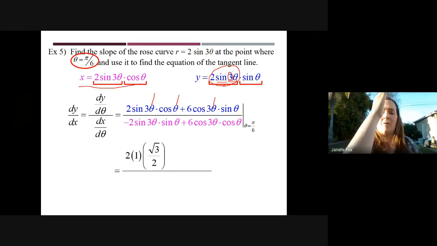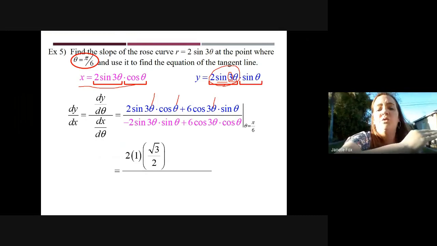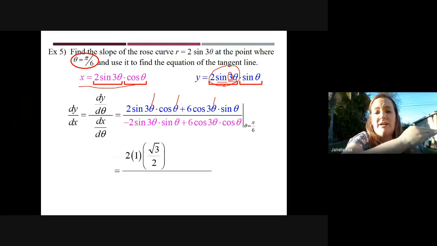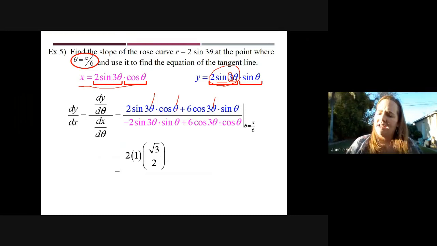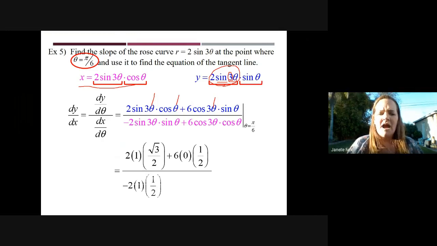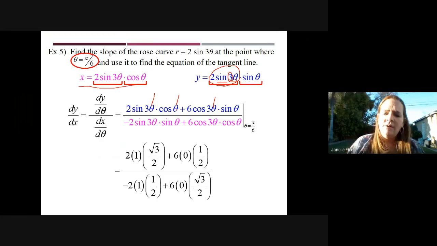So cosine of pi over 6 is going to be rad 3 over, nope, pi over 6. If you could see my arm, I don't know if you guys can see me or not, but I did the wrong angle. Cosine of pi over 6 is rad 3 over 2. And then we're going to go 6 times cosine of pi over 2, which is actually 0. And then sine of pi over 6 is 1/2. And then we'll do the same thing on the bottom. 2 times 1, and then sine of pi over 6 is 1/2. And then we got 6 times 0 times cosine of pi over 6, which is rad 3 over 2.